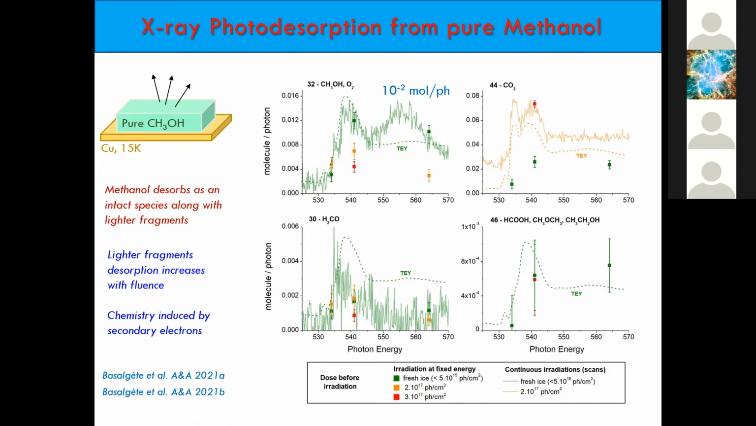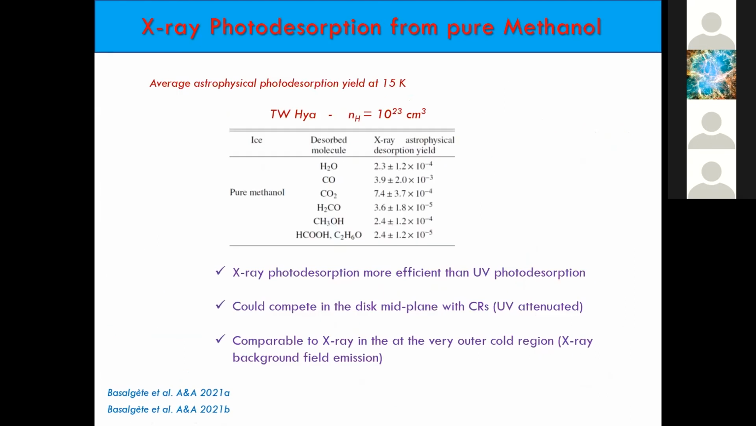Now we can play with that. If we go back to the protoplanetary environment, I give the example of a dense region for a young star here, we do have yields for methanol that are of the same order as that of water, telling us that, again, for methanol, in the case of a pure layer, it could be important to take into account this process.